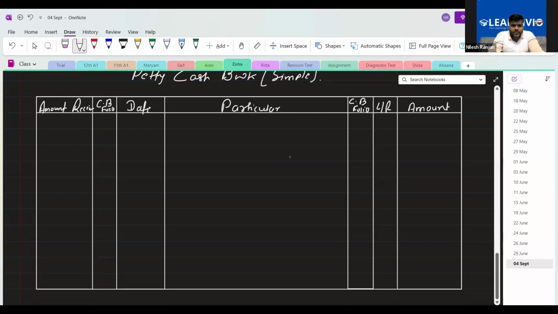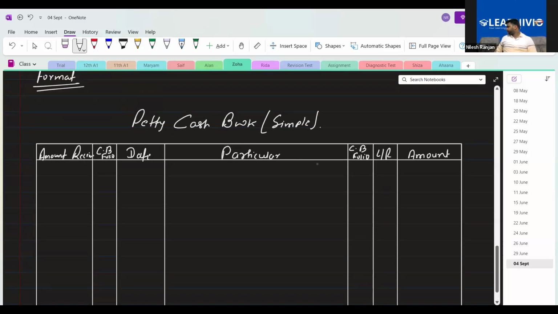Yes, please write this format of petty cash: cash book folio, date, particular, LF. Actually, this is not cash book folio. This is a different column, voucher number.